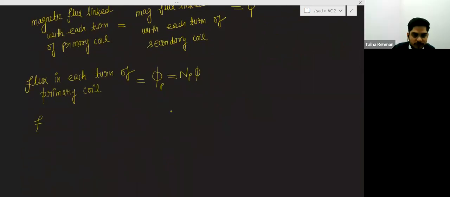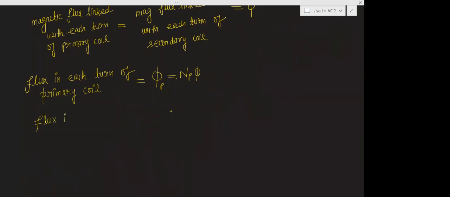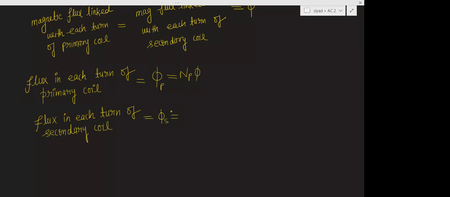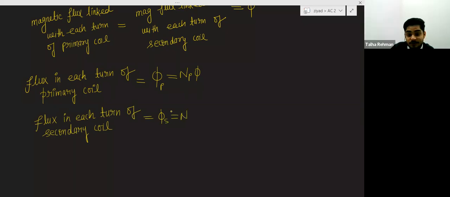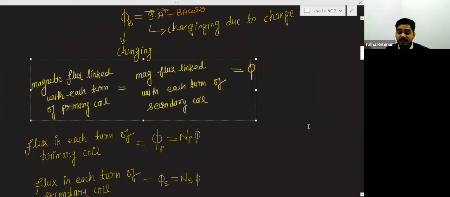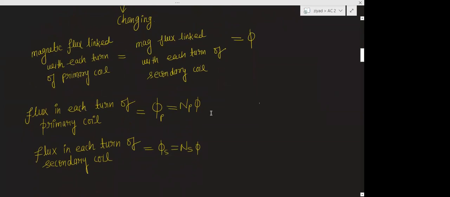Similarly, we can calculate the flux in each turn of the secondary coil. The total flux in the secondary coil is Ns into phi. What is phi? I have already written here: phi is the magnetic flux linked with each turn of the primary coil and each turn of the secondary coil.